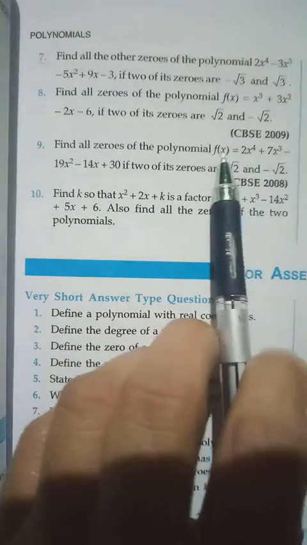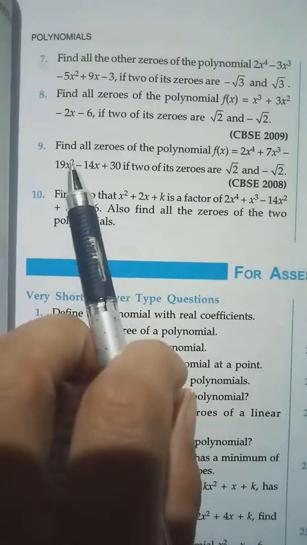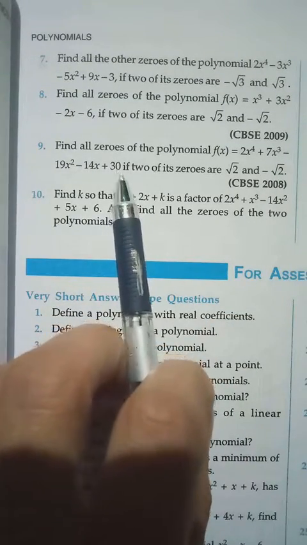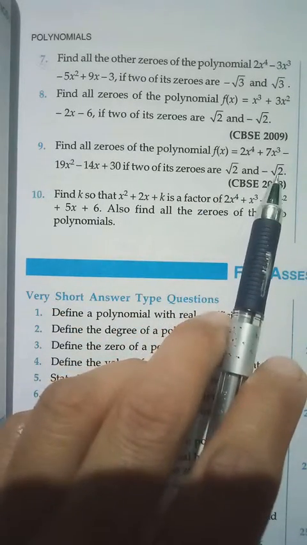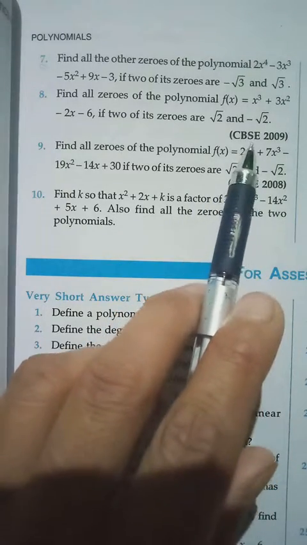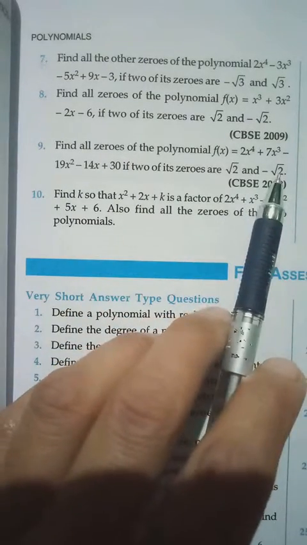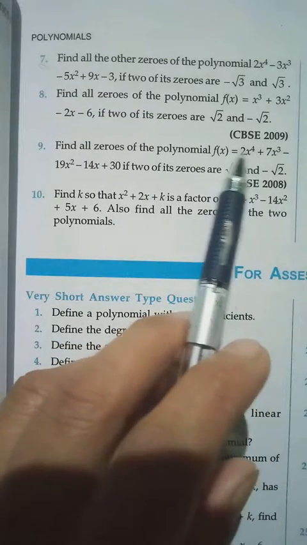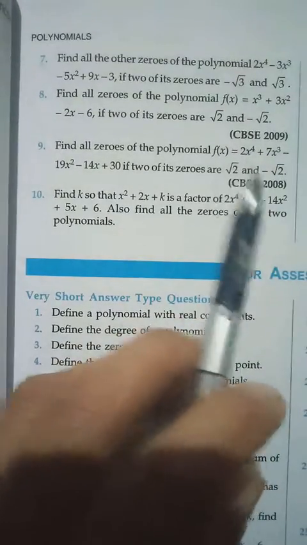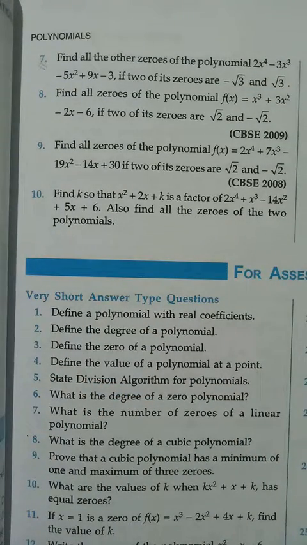Then next we'll move on to number 9. We have f(x) = 2x^4 + 7x^3 - 19x^2 - 14x + 30. Two of the zeros of f(x) are already given to be root 2 and minus root 2. Here the highest power is 4, so we'll have 4 values for x. Two of them are already given, two we still have to find. So what to do? We will divide the given polynomial by the given zeros. After that, we can find the remaining ones. So we can write it in this way.